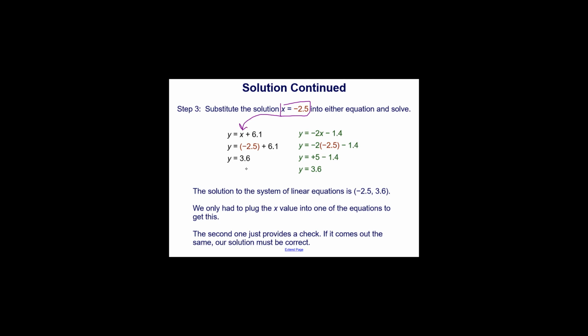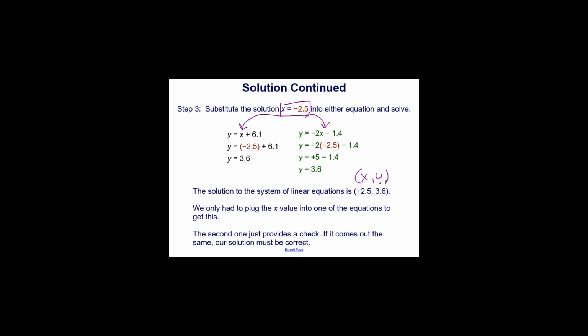If we chose to substitute it into the other equation, y equals negative 2x minus 1.4, we would get y equals negative 2 times negative 2.5 minus 1.4, which is 5 minus 1.4, which will still give us y equals 3.6. So the solution to the system of linear equations is now the ordered pair x comma y, which we've now discovered with our values is negative 2.5 comma 3.6. And just to reiterate, we only had to plug the x value into one of the equations to get this answer. The second one just provides a check.